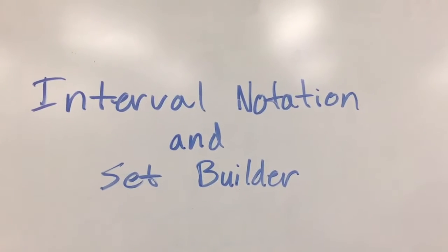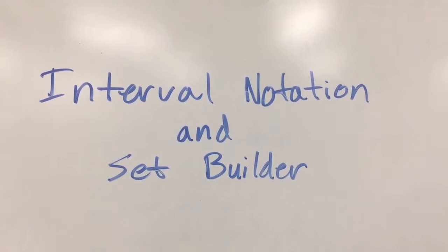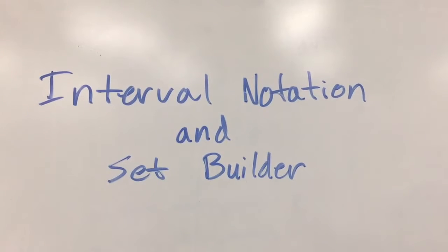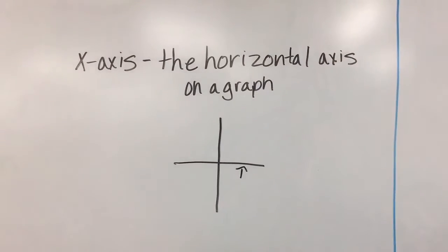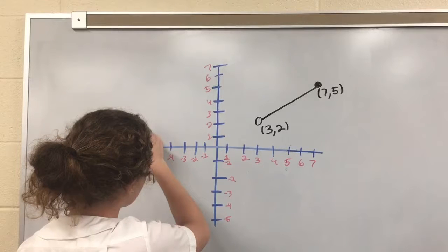Determining domain and range on a graph can be a little more difficult because you can write them in two ways: interval notation and set builder. First, we will discuss the domain and range on a line graph using interval notation. I will walk you through this example problem.